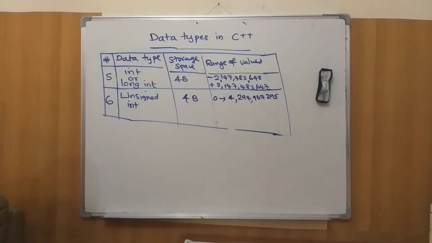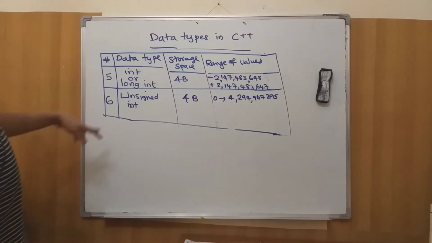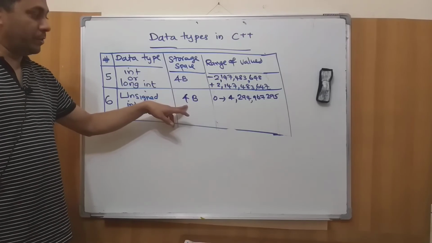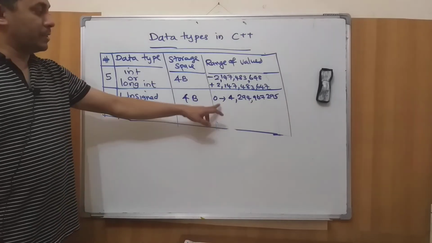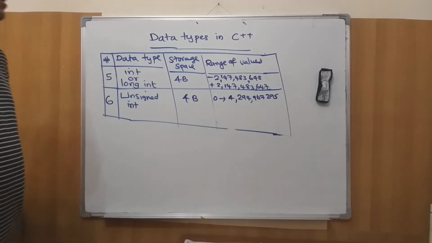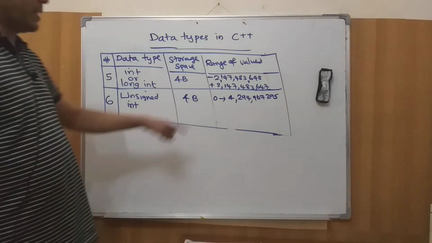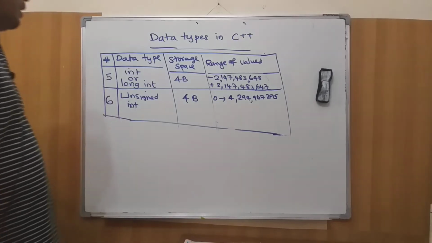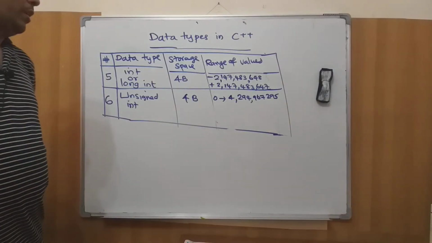Sometimes we need numbers which are unsigned. For very large numbers to be represented, we go for unsigned integer. Again, the capacity will be 4 bytes. The minimum number starts from 0, and the maximum number is 4,294,967,295, which is exactly double that of the int or long int category.